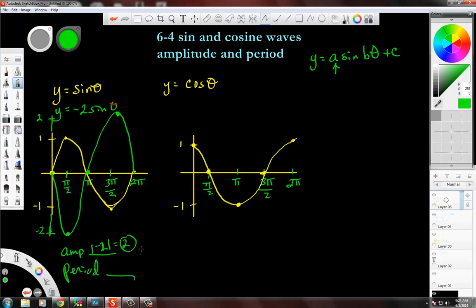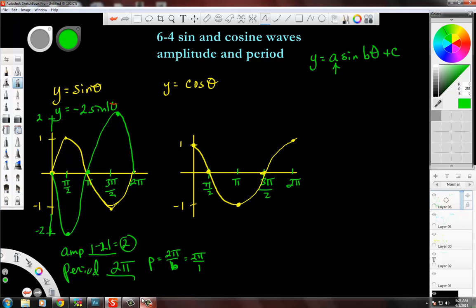The period, to review that concept, has a formula attached to it. It is 2 pi over b, where b is the frequency of this graph. Well, what is the frequency? What number is in front of that theta right there? It's 1. So the period of this graph is 2 pi over 1, which is 2 pi.